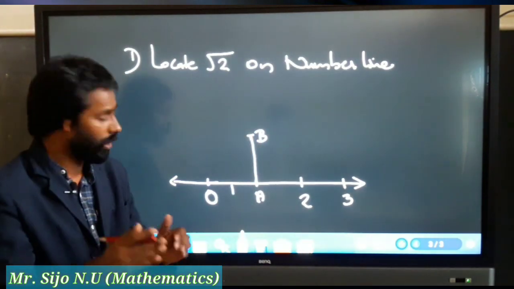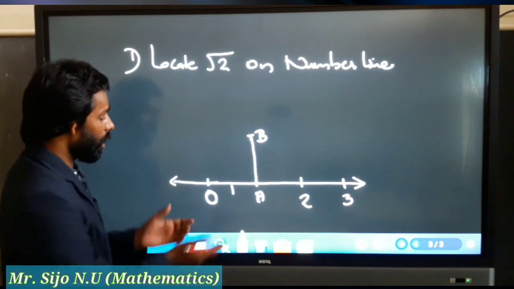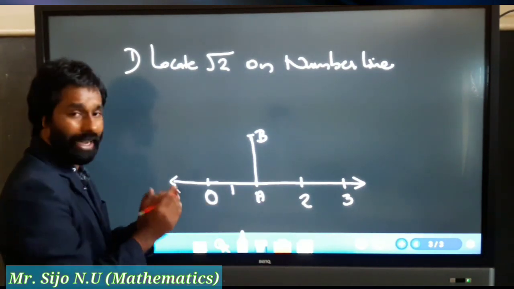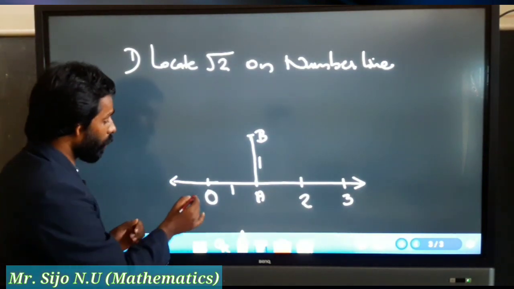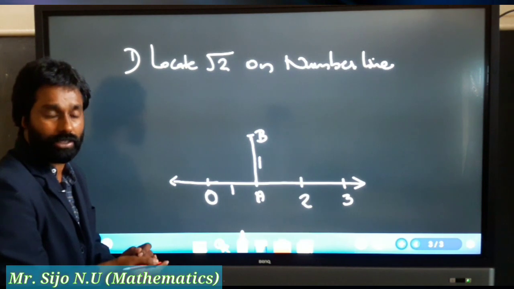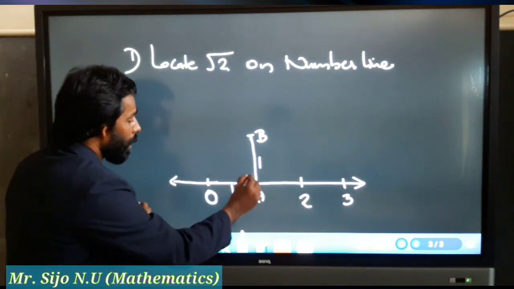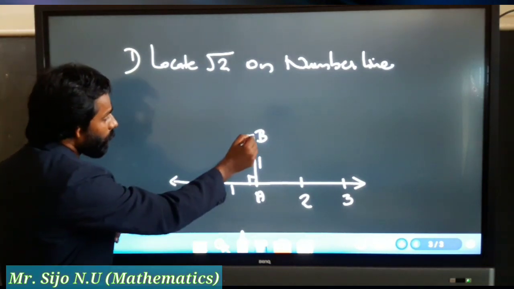So what have we done? We have just drawn a perpendicular AB to this number line. Its length is unit length, 1 unit. Now we know OA is a unit length and AB is a unit length, and it is perpendicular. Now we have to join OB.